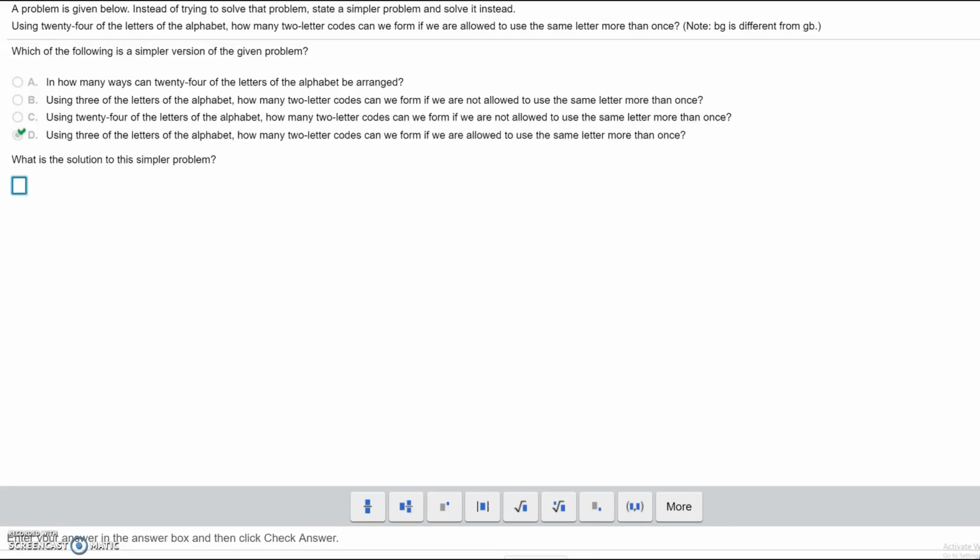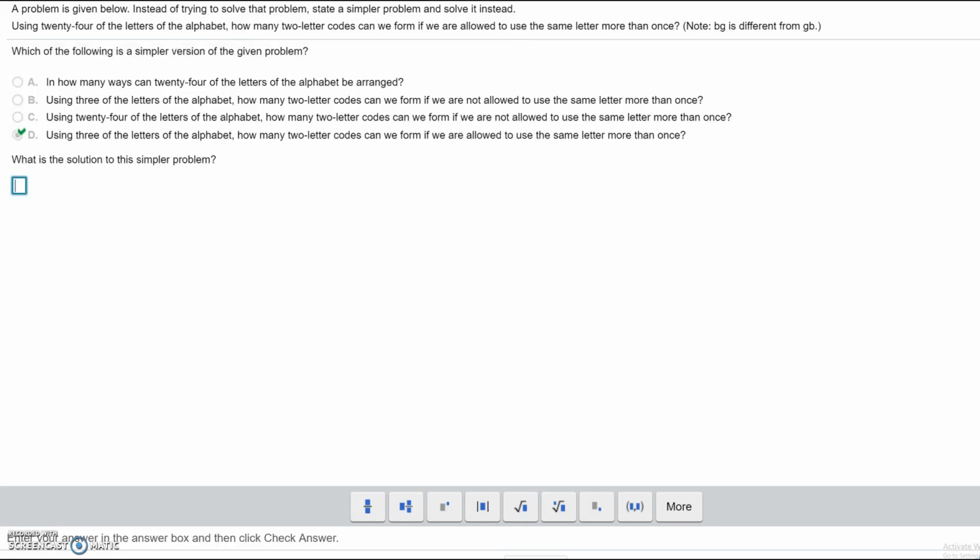Again, in how many ways can 24 of the letters of the alphabet be arranged is not a simpler problem. Using 3 of the letters of the alphabet, how many 2-letter codes can we form if we are not allowed to use the same letter more than once? It's not similar to the original problem because we are not allowed to use the same letter more than once, whereas in the original problem, it says that we can. So B is not an option.